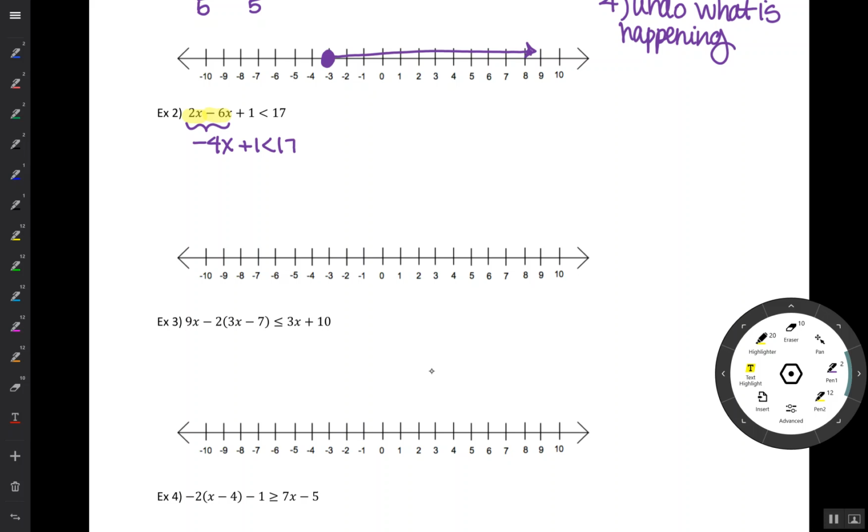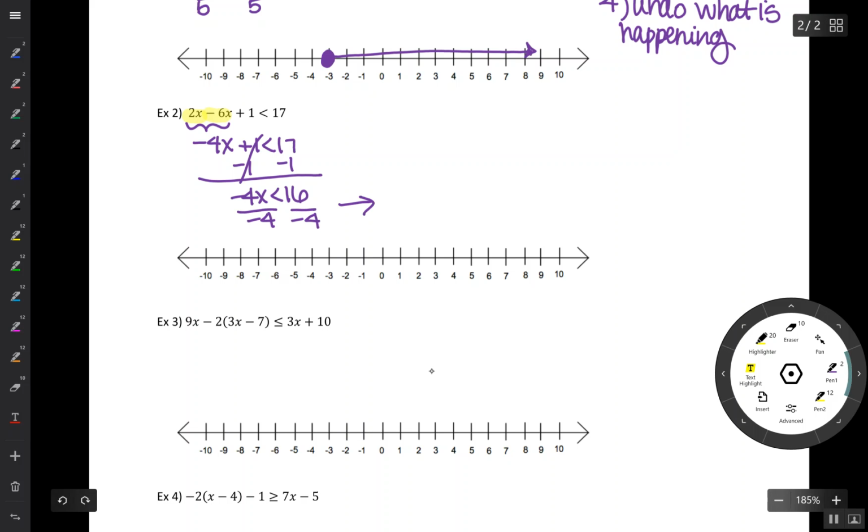Then I'm going to undo what's happening. So subtract 1, cancel. Now I need to divide by -4. I am dividing by a negative number, which means my inequality sign is going to change from less than to greater than. Okay, so here that -4's cancel. 16 divided by -4 is also -4.